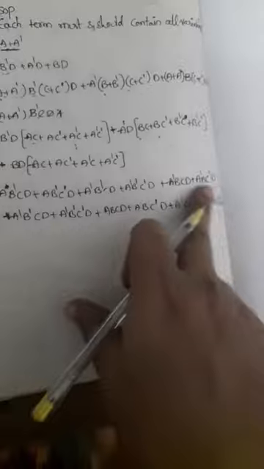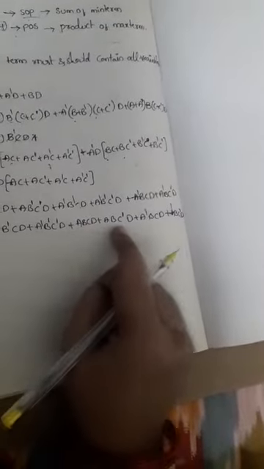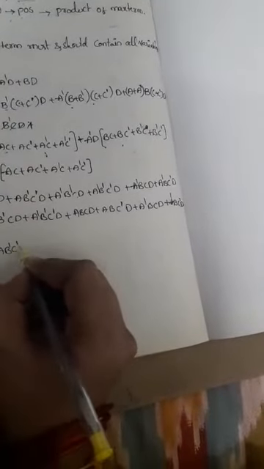Okay, so if any matching terms are there, just check it. Any repeated terms will be there, just check it. So a b complement c d, a b complement c d, just check it here. The first term is not repeated, so directly we'll take it, a b complement c d plus. For the second term we have to check it, a b complement c complement d, so it is also not repeated, so directly we'll take it.